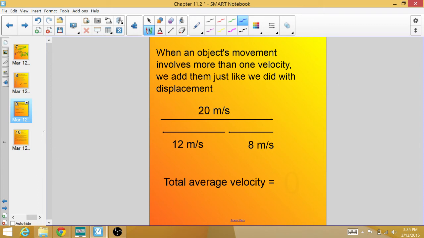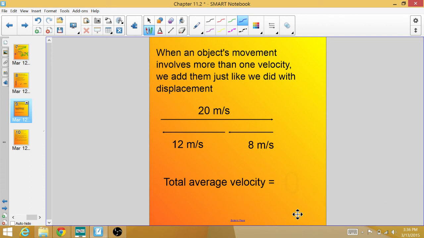So when an object's movement involves more than one velocity, we add them, just like we did with displacement. So an example of this is, let's say that I'm driving and I drive down to the end of the school driveway at 20 meters per second. And I get there and then I remember, darn, I forgot my grading. So I turn around and I come back at 8 meters per second, and then I speed up a little less than halfway there and make the rest of my journey at 12 meters per second. So 20 meters per second there, 8 meters per second for a short time back, and 12 meters per second for the rest of the way.